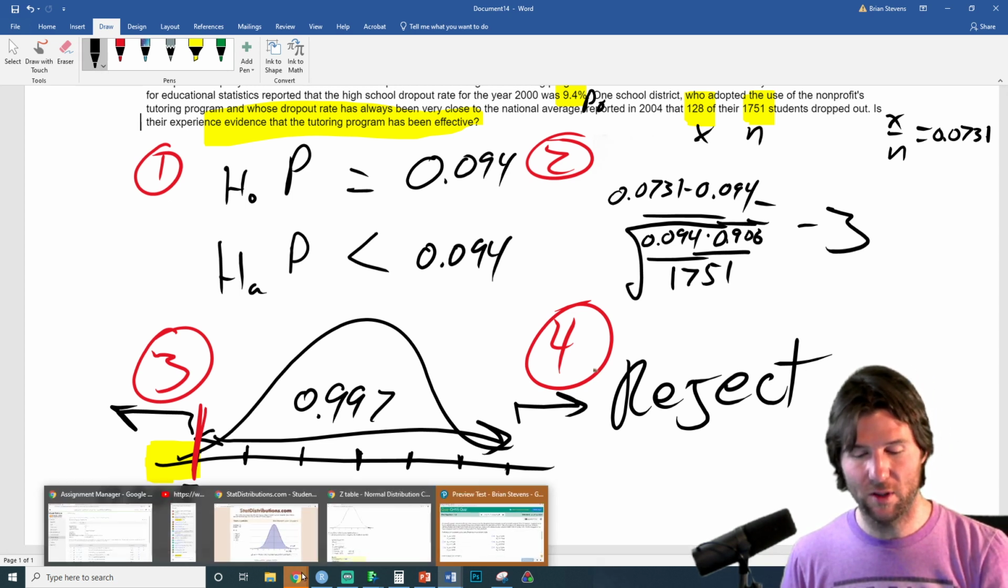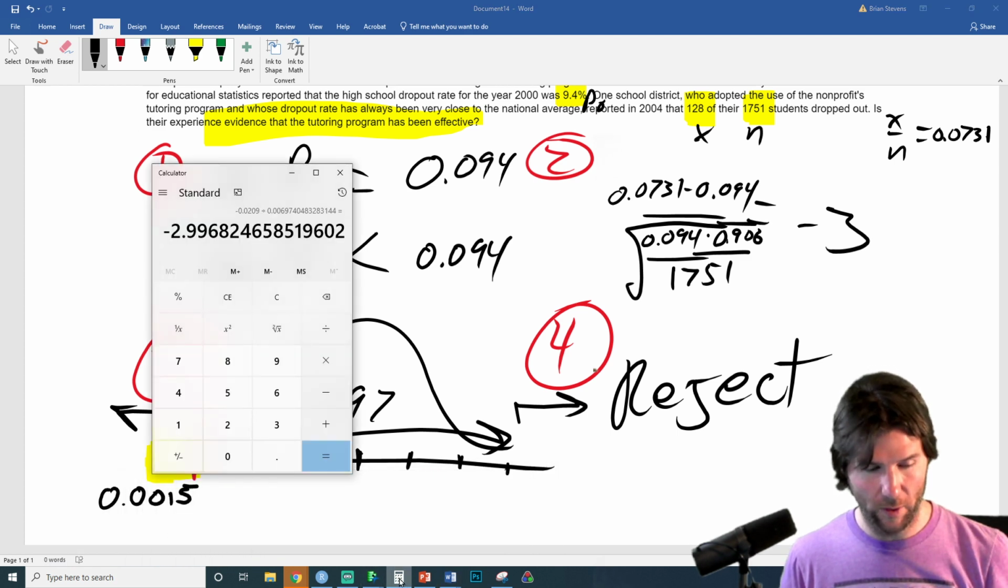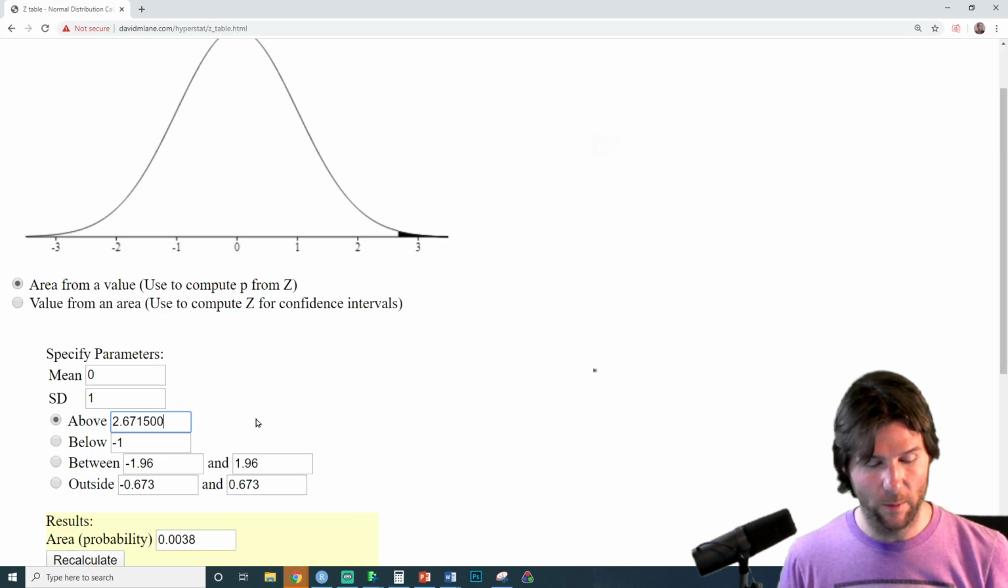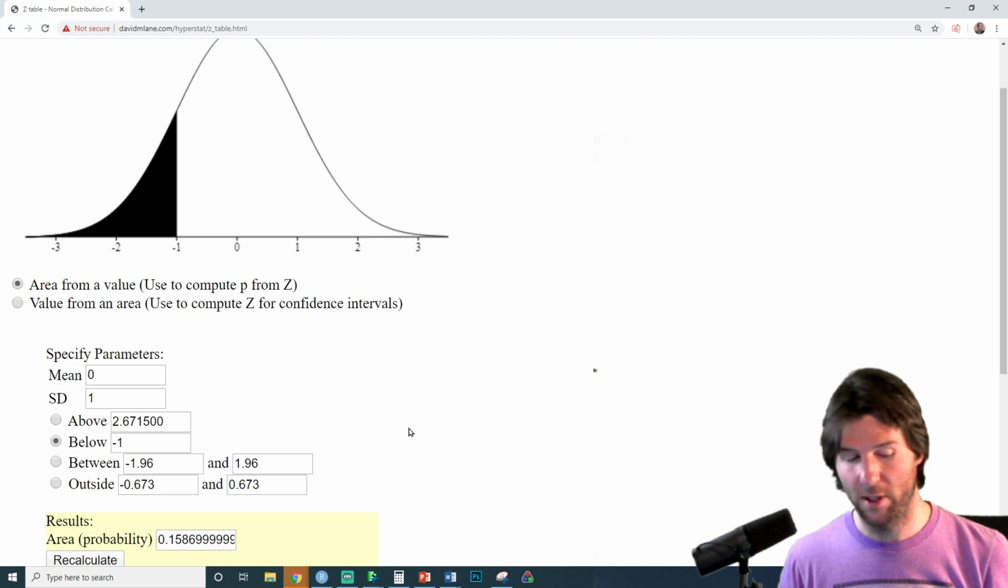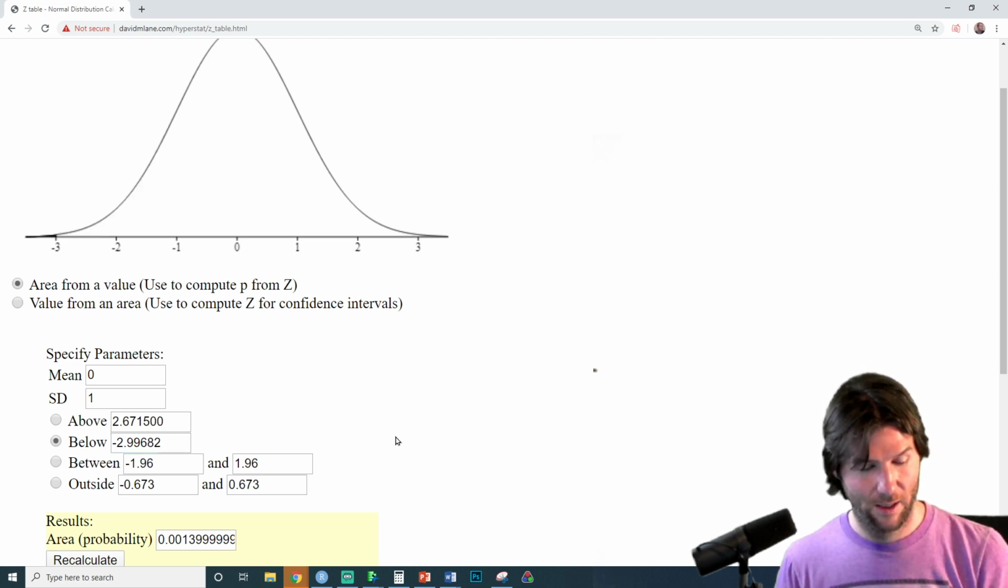Once again, you don't have to solve these in your head because you can go here and copy this. It's probably going to be 0.0016. Let's take a look. We're going to go below because we're doing a less than alternative. And then I say 0.0016. That's my guess. Let's check it out.